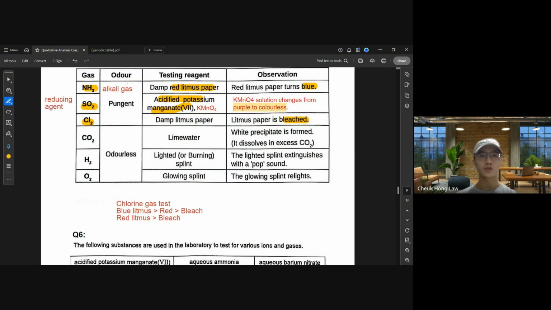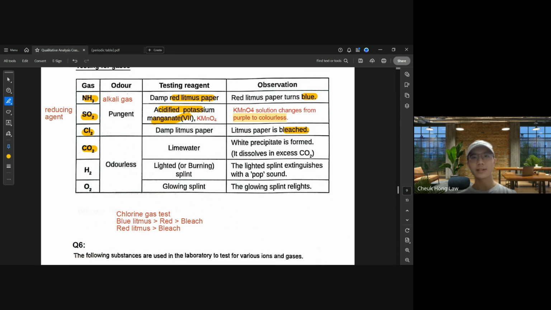Okay, then next, your three other odorless gases. So we start with carbon dioxide. So the testing reagent is lime water. So we bubble the gas into lime water. Okay, we don't add lime water to the gas because the gas is a gas, or it's in the air. So we cannot add lime water to the gas. We bubble the gas into lime water. Okay, so we bubble carbon dioxide into lime water. What will happen is a white precipitate is formed.